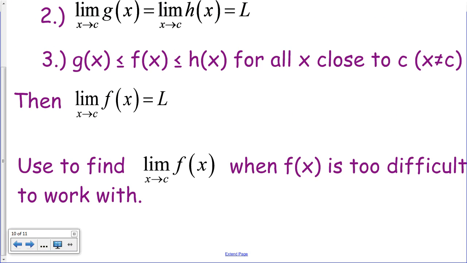Use this to find the limit as x goes to c of f of x when f of x is too difficult to work with. And what kind of functions are too difficult to work with? Well, we're going to see one right here.